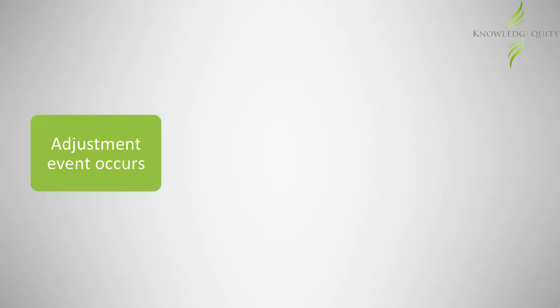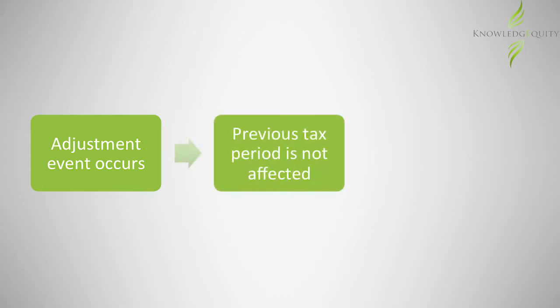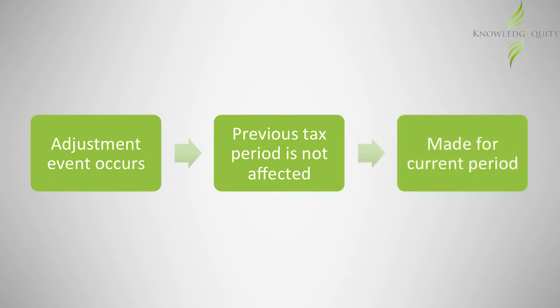Where an adjustment event occurs, the return for the previous tax period is not amended. That is, it is not a mistake made in a previous submission. Any required adjustments are made to the net amount for the current period.